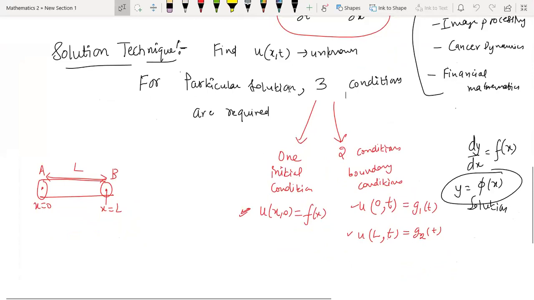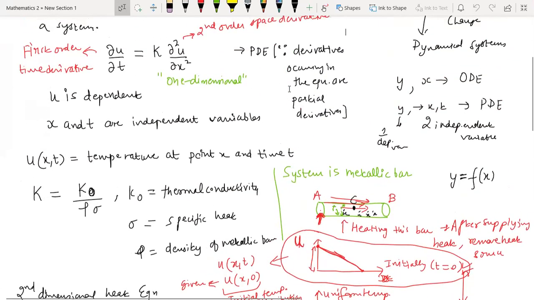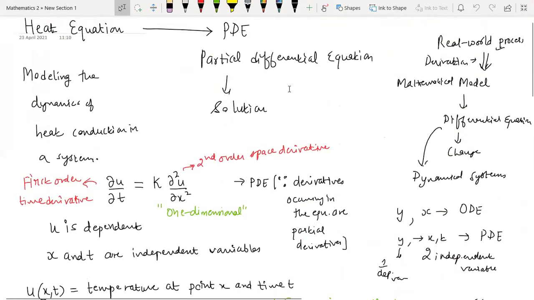So, let me recall what we had started yesterday. We defined an equation, an equation known as the heat equation. I explained that it is a partial differential equation, and basically it is modeling the dynamics of heat conduction in different systems. So, this was the heat equation.